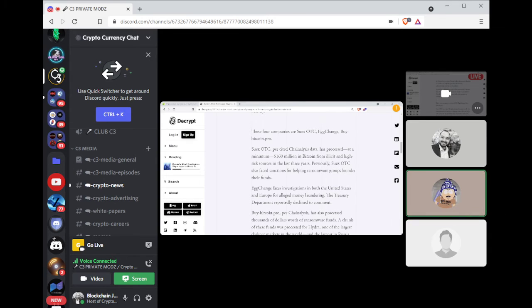Previously, Suex OTC also faced sanctions for helping ransomware groups launder their funds. Exchange faces investigations in both the United States and Europe for alleged money laundering. The Treasury Department reportedly declined to comment. Buy Bitcoin Pro per Chainalysis. Sorry.